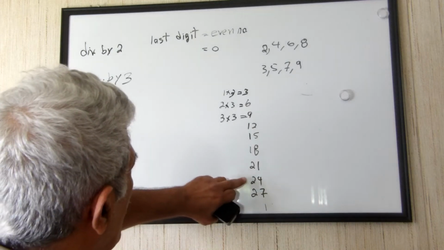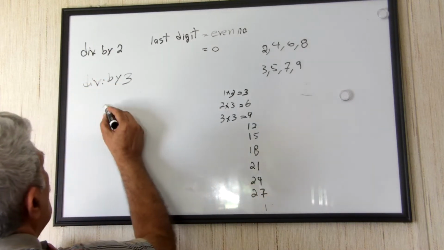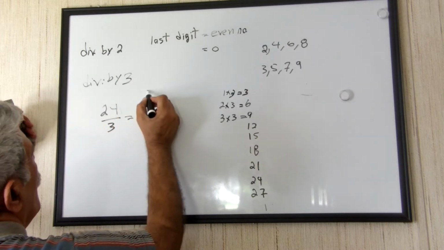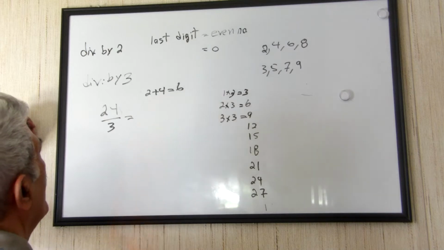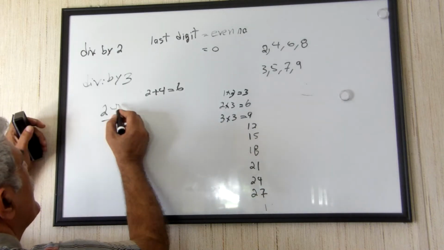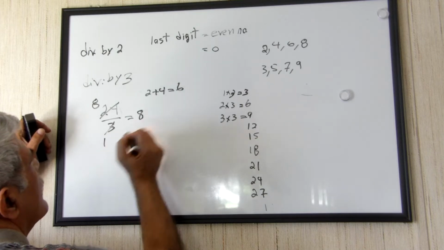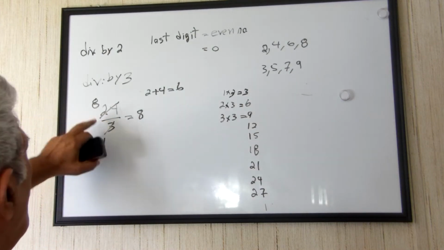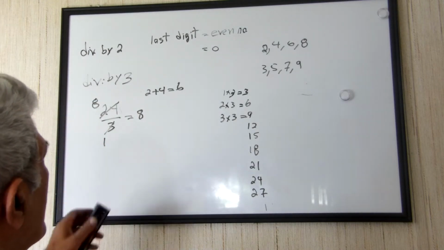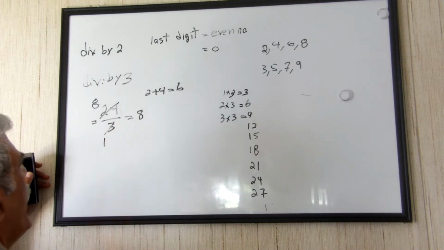But if somebody asks you, how do you know that 24 is divisible by 3? You know what to do. You add these two numbers. You say 2 plus 4 is going to be 6. So 6 is divisible by 3. So we can divide this one by 3 and it is going to be 8, and this one is going to be 8. So we divide both numerator and denominator by 3. The answer is going to be 8.